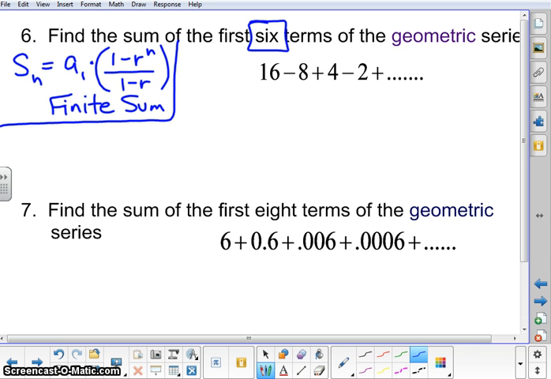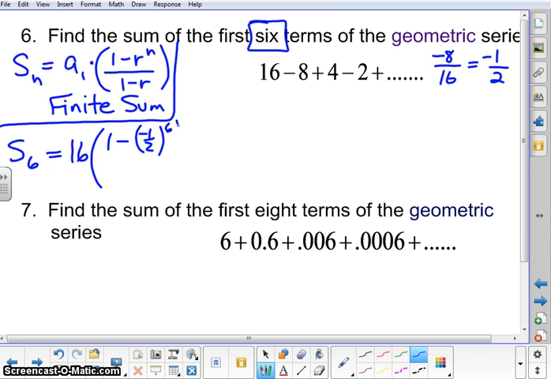And then once you look at the information given, you first want to find the common ratio. So negative 8 divided by 16 gives you a negative 1/2. And if we know the common ratio and the first term, we're going to be able to use the formula. So we're finding the sum of 6 terms. The first term is 16, and then we have 1 minus a negative 1/2 to the 6th. Be careful with all your notation. And then 1 minus a negative 1/2 at the bottom.